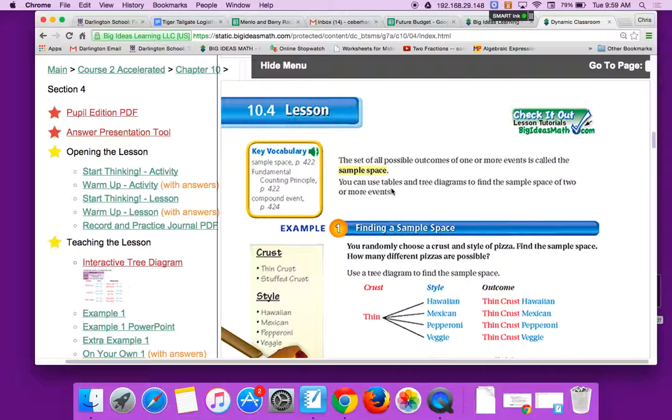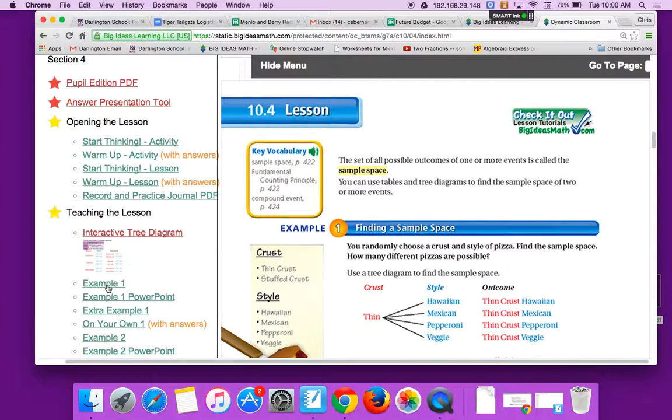Visually, you can represent this using tables and tree diagrams. Those are two things that definitely help out a whole bunch in visualizing the sample space. So that leads us to our first example.